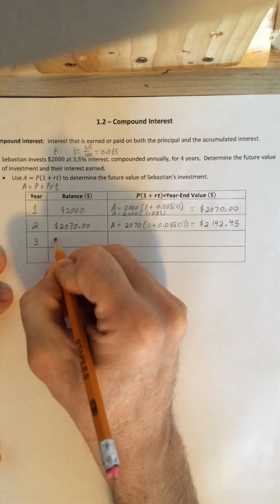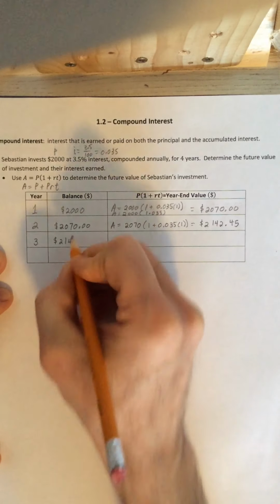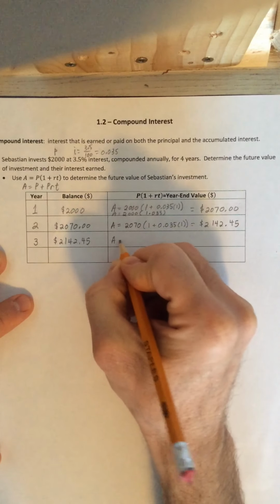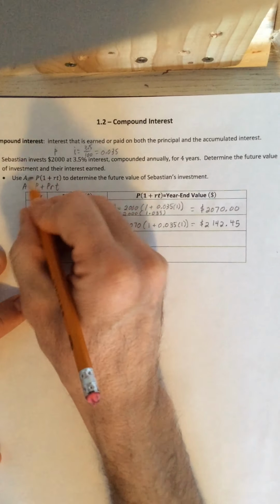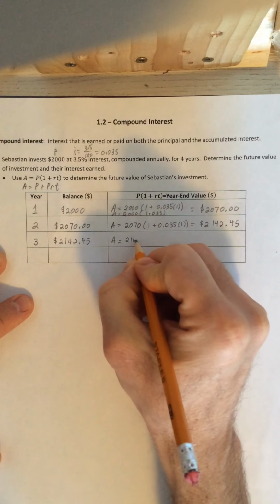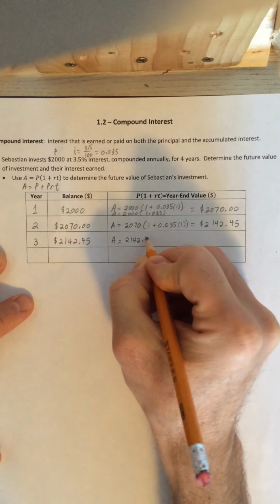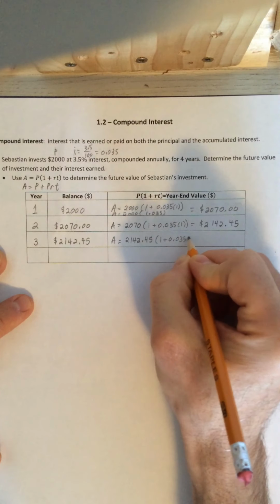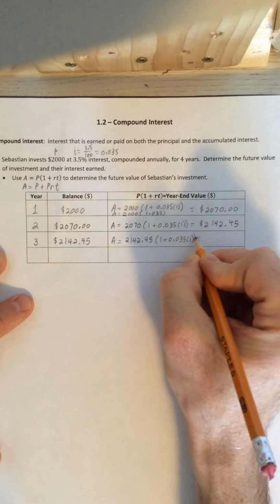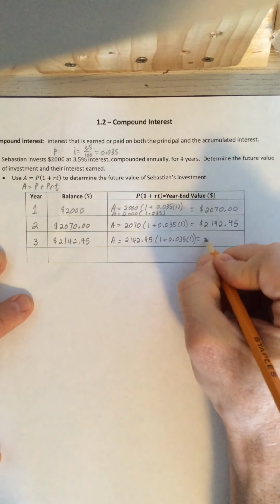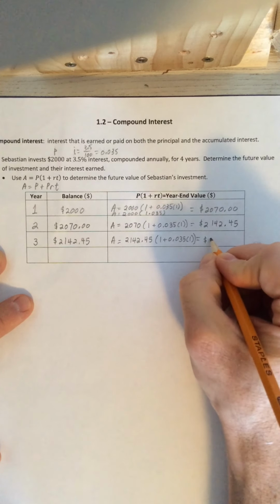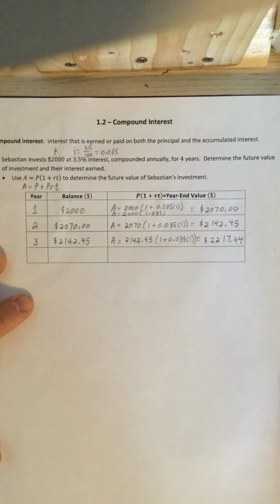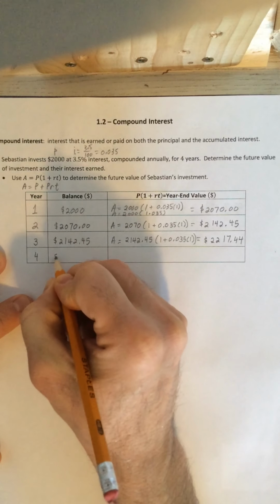At year 3 now, his starting balance will be $2,142.45. This becomes his new principal. So when we use this formula here, we're going to use $2,142.45 as his principal. And again, the rest will remain the same in terms of this formula because it's the same interest rate. So when we calculate this at the year end of 3 years, he would have $2,217.44.